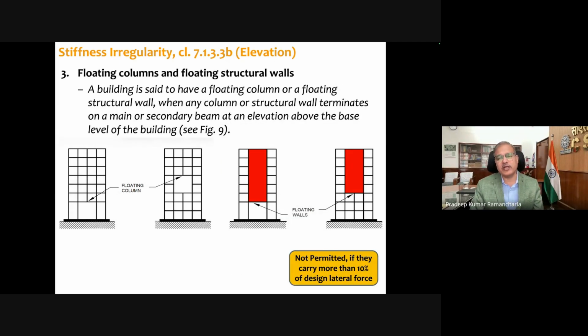Then coming to floating columns. These floating columns you must have seen in many buildings, in a lot of apartments. These floating columns are not permitted if they are carrying more than 10% of the design lateral force. So if that lateral load resisting element is carrying more than 10% of the overall design base shear, then it is not permitted. It is permitted only if it is carrying less than 10% of the design lateral force.